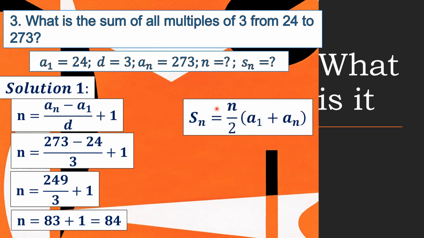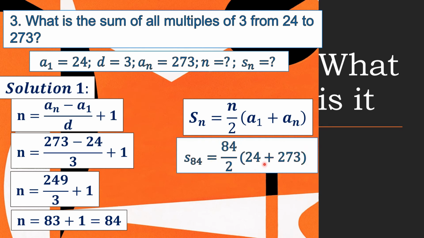So, this time, pwede na nating hanapin yung sum using the formula of S sub n is equal to n over 2 times the sum of the first term and the last term. So, substitute lang ulit tayo. N is equal to 84 na. At ang a sub 1 natin ay 24. Ang a sub n natin ay 273.